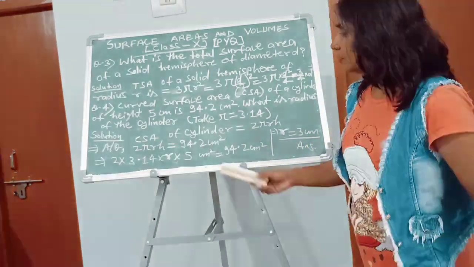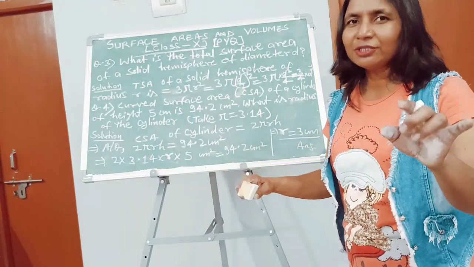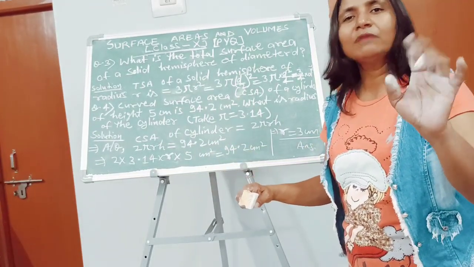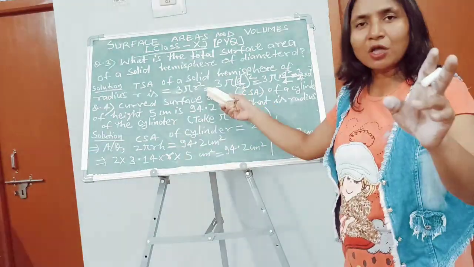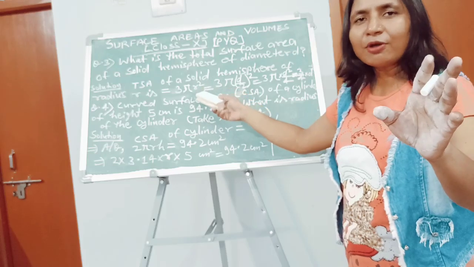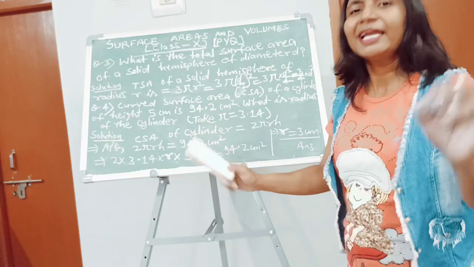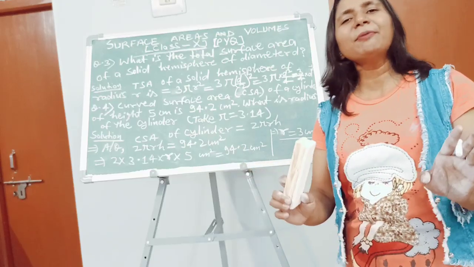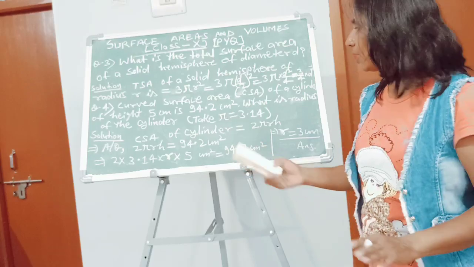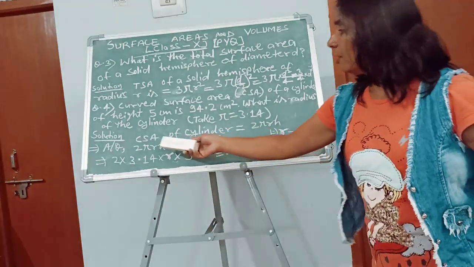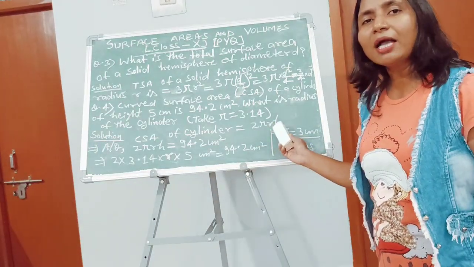We already know from the formula, again repeating the same thing, you must remember all the formulas, otherwise you can't do anything. Here also, if you don't know the formula, you can't solve it. So it's my request, please remember all the formulas related to this chapter. The curved surface area of a cylinder is equal to 2 pi r h.